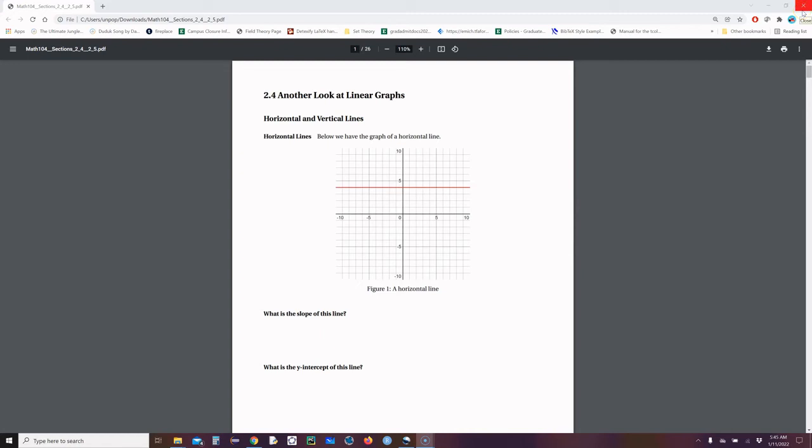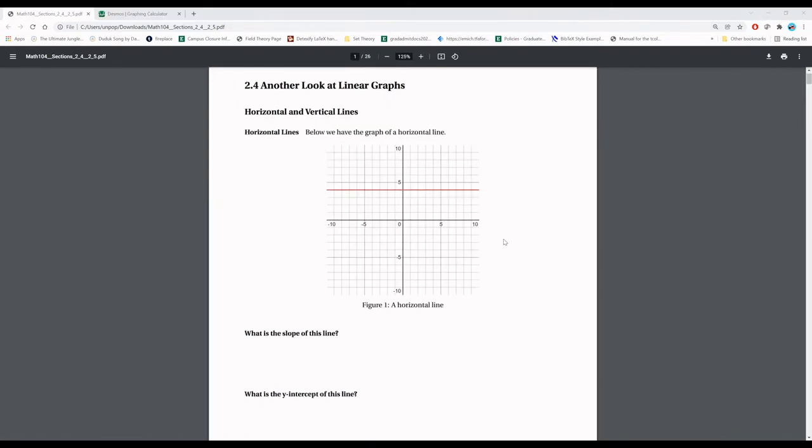All right, the next section we want to study, section 2.4, is just another look at the graphs of lines. We're going to look at some special cases. We're first going to start with horizontal and vertical lines. So here we have the graph of a horizontal line, and I need to make some changes here.